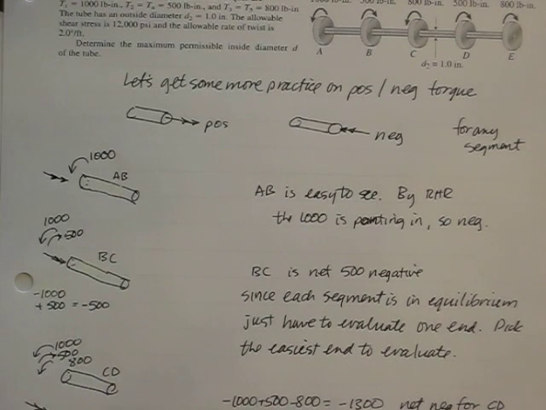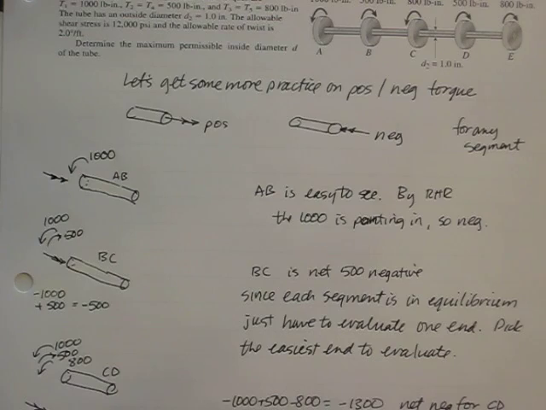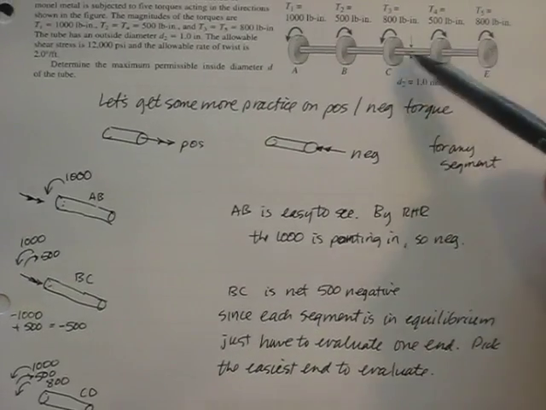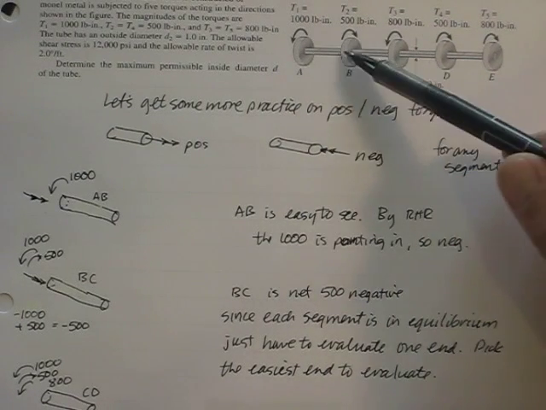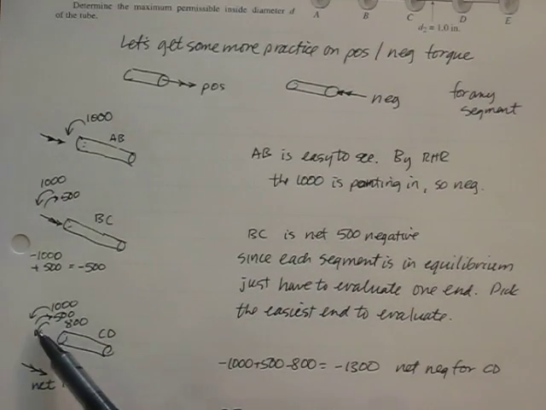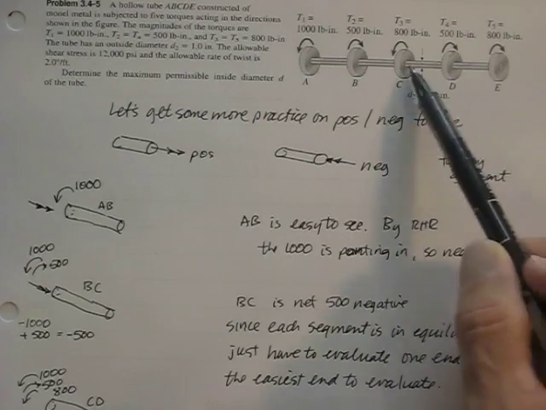I'm not bothering on the other end because I know that whatever I find over here, if I can find it definitively, I know that the other end has to be equal to it because it's not moving. All right, let's do the next one. This section right here. So I have to add that one and that one and that one. So I need to say negative 1,000, positive 500, negative 800. So I get a net of negative 1,300 in this section right there.